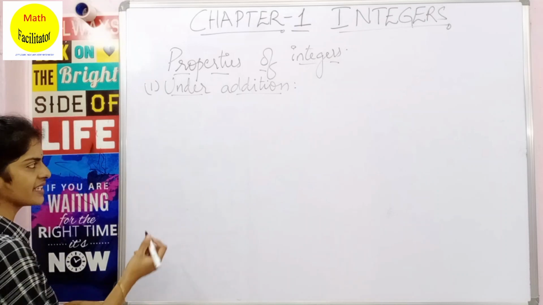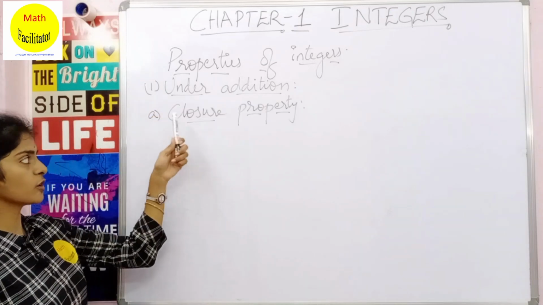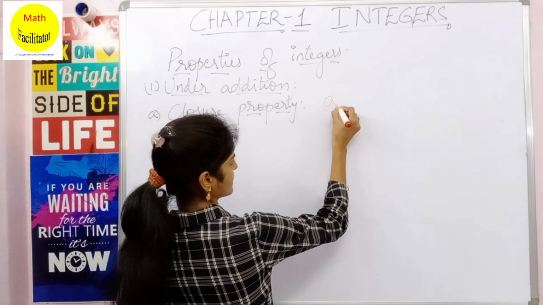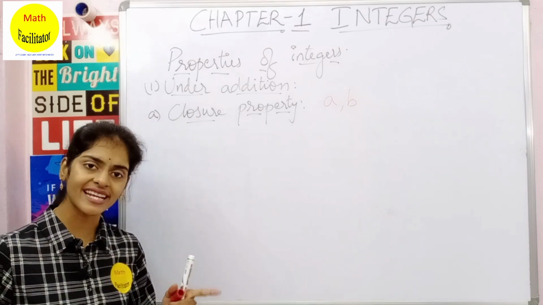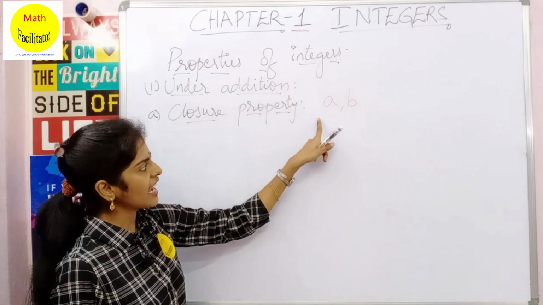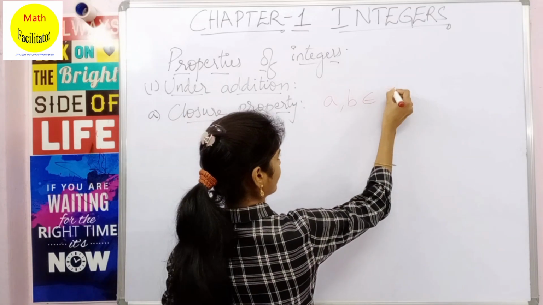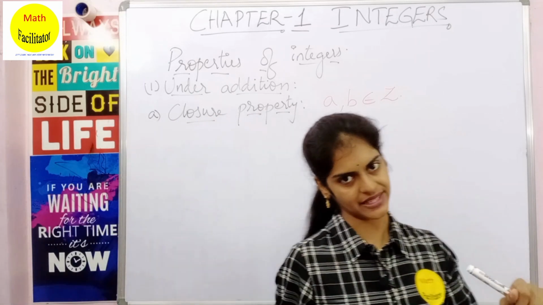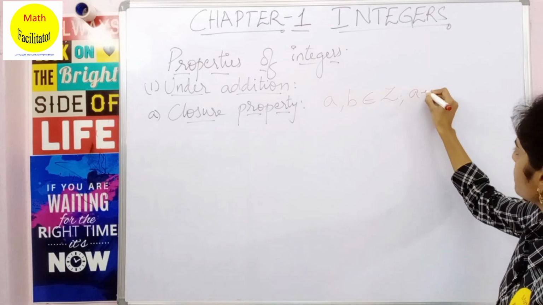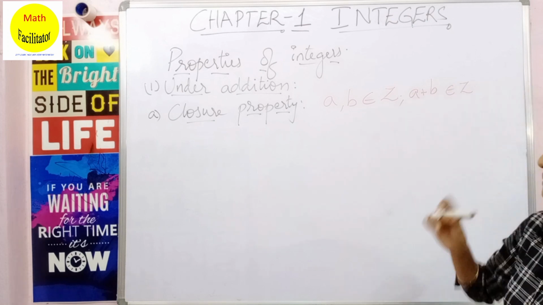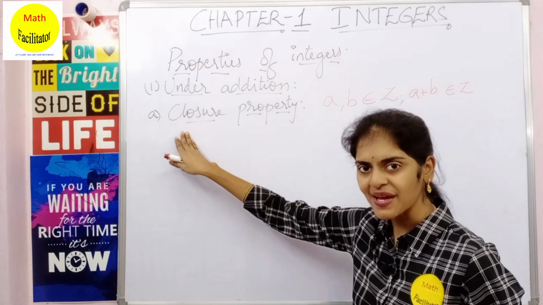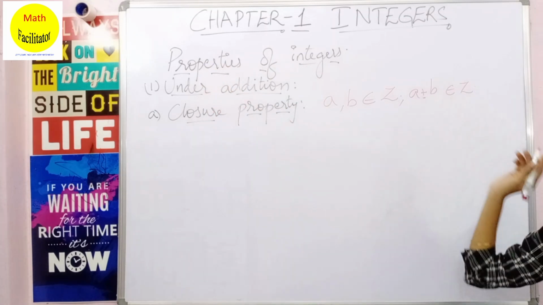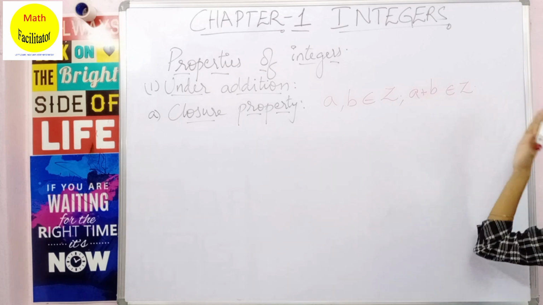So the first property is closure property. Now we are talking about closure property under addition. So what is it? The property states that if A and B are two integers, if A and B belong to integers, which we denote by the letter capital Z, then A plus B should also belong to capital Z. Since you are learning about properties of integers under addition, I am taking only the additive symbol. So A plus B should belong to integers.